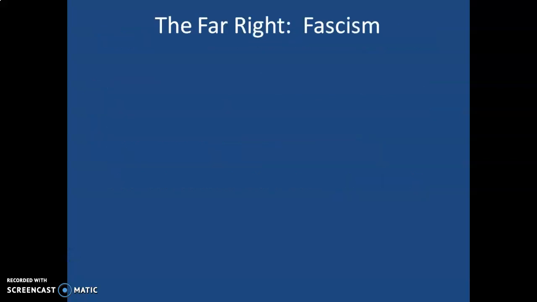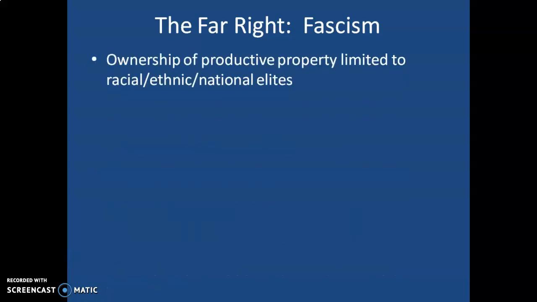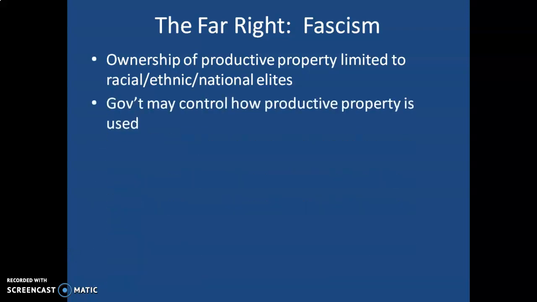And then we get to the far right, and the far right is represented by fascism. In fascism, again, you might remember this, ownership of productive property is limited to racial, ethnic, or national elites. The government may control how that productive property is used. In economics, we talked about Volkswagen, how Volkswagen was privately owned by the same man that started Porsche. But even though he owned the productive property, Hitler told Porsche that he had to make an affordable car for all Germans, which became the Volkswagen.